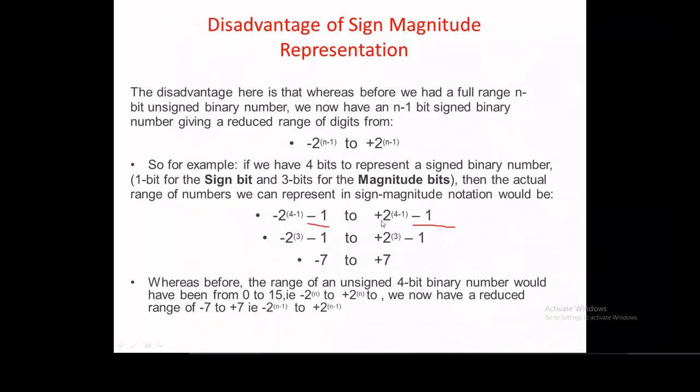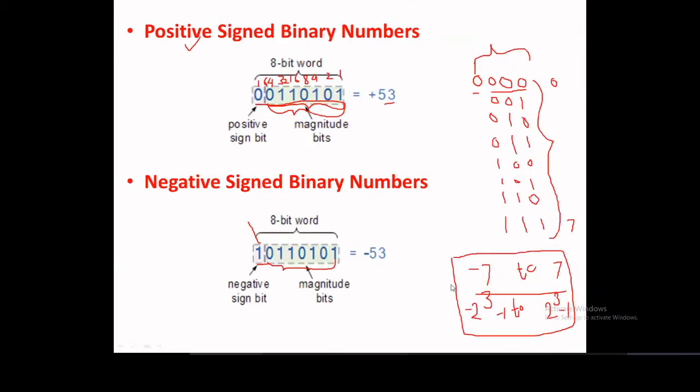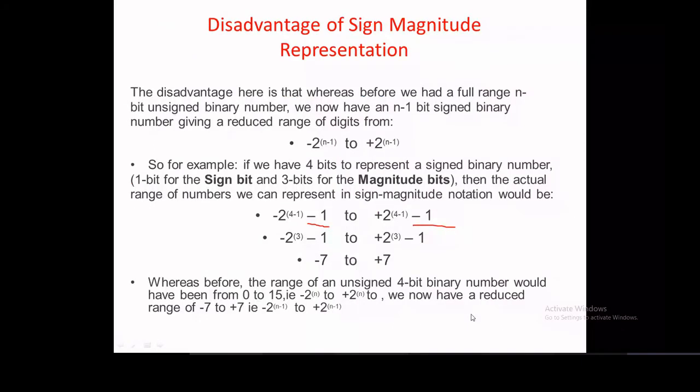This is the disadvantage of using sign magnitude representation of binary numbers. But in unsigned numbers, what happens? In a 4-bit binary number, I can represent 0 to 2 raised to 4 minus 1. 2 raised to 4 is 16, so I can represent 0 to 16 minus 1, that is 15. So the range increases in unsigned representation.